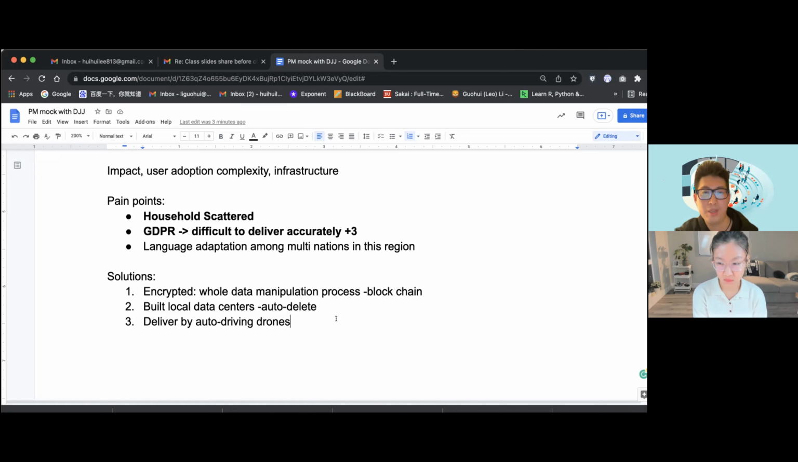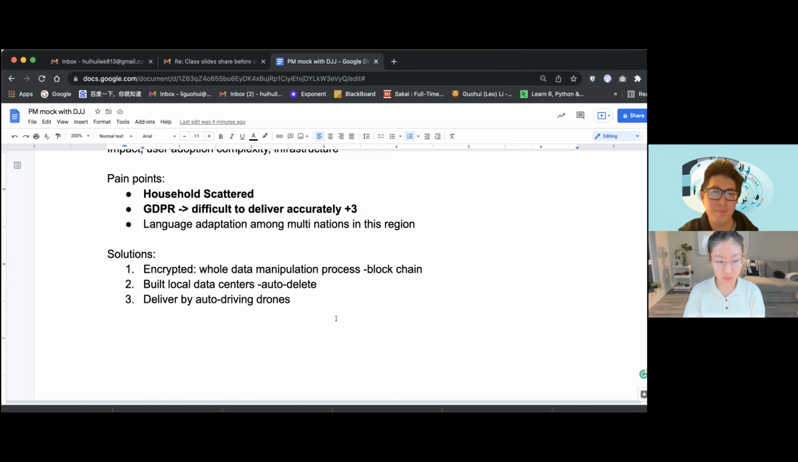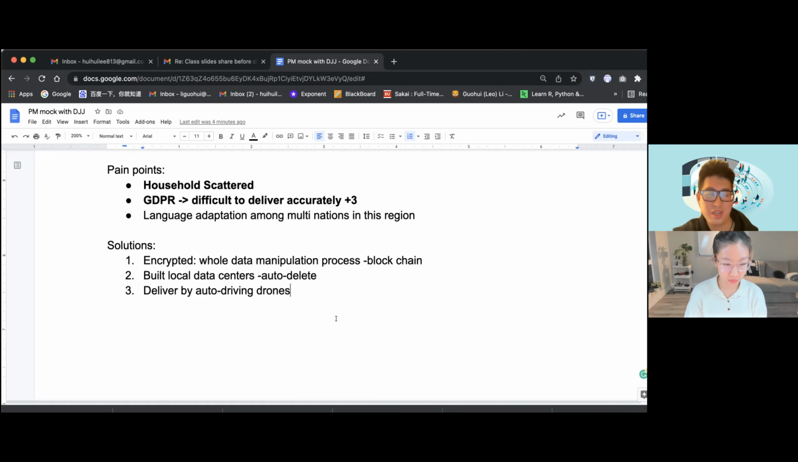So if I have to prioritize, I would say the last one might be something I would recommend here, because it is the combined version of 3 solutions, which will be better: we store all the data generated by the auto driving drones in our local data centers and encrypt them with the blockchain technology and deliver products with these drones. So what do you think about the consolidated solutions here?